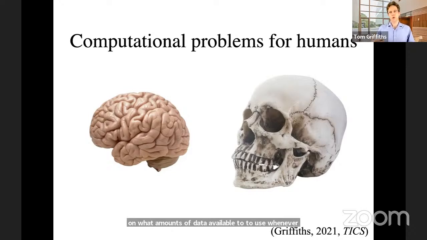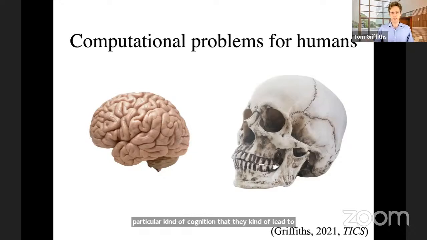And so human minds, in contrast to the capacities of some kinds of machines, need to solve computational problems that are characterized by these very specific sorts of constraints. And in a recent article in TICS, I argued that, in fact, these constraints lead to humans having to have a particular kind of cognition, they kind of lead to what we think of as intelligence.